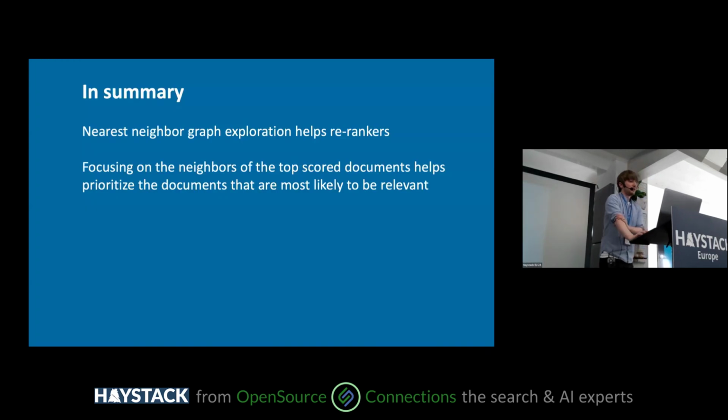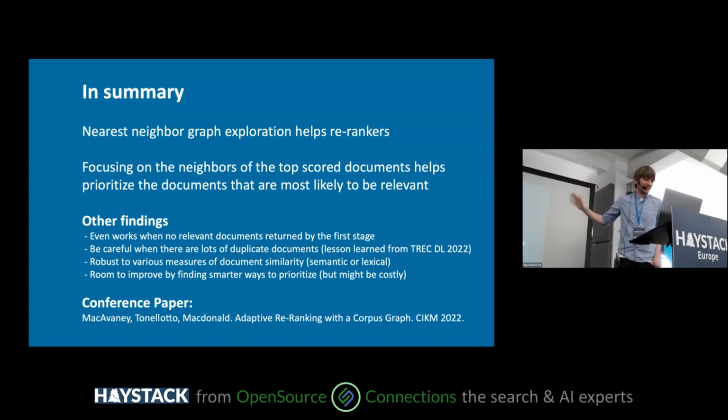All right. So in summary there, we found that this nearest neighbor graph exploration really helps re-ranking models, neural re-ranking models. By focusing on the neighbors of the top scoring documents as we're ranking, like we're playing Battleship, right? Finding the similar positions to the ones we already know are good. This helps prioritize documents that are more likely to actually be relevant. We have a whole bunch of other findings, and there's a conference paper on it if you want to read.